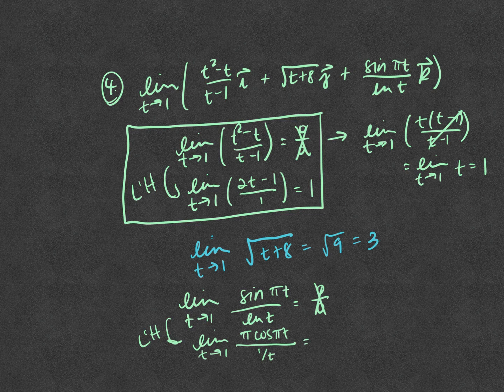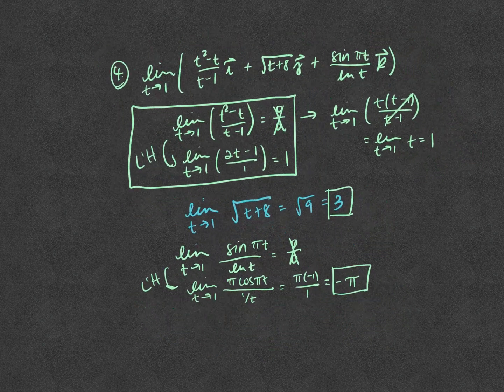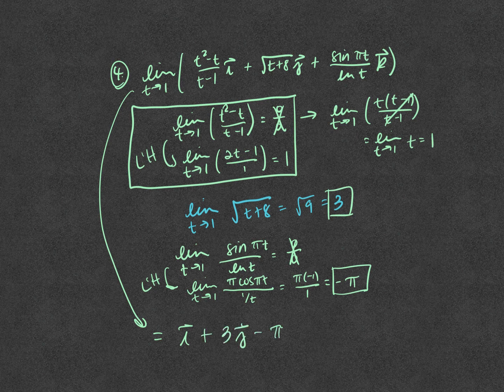So now we're going to plug 1 in, and we have pi times cosine of pi, which is negative 1 over 1, so we get negative pi. So our second component is 3, and our third component is negative pi. So that means we would write this answer, when you have the problem up here, as 1i plus 3j minus pi k.